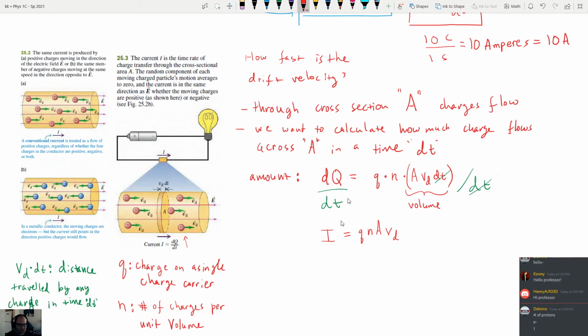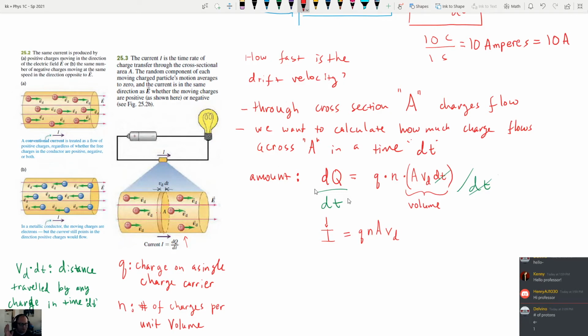If I increase the current over here, but I keep everything else the same, meaning this doesn't change anyway, the number of charges per unit volume is dependent on the type of material, and the cross-sectional area would just be the area of the wire. So what happens to the drift velocity if I increase the current? It must increase. It's a direct relationship, right?